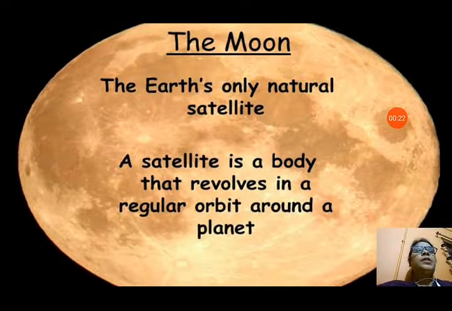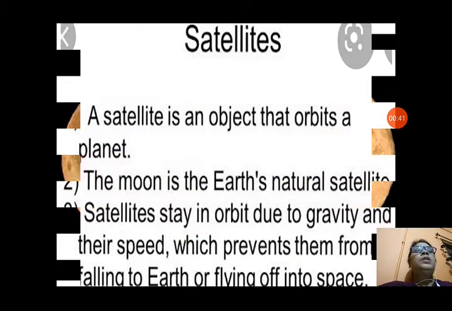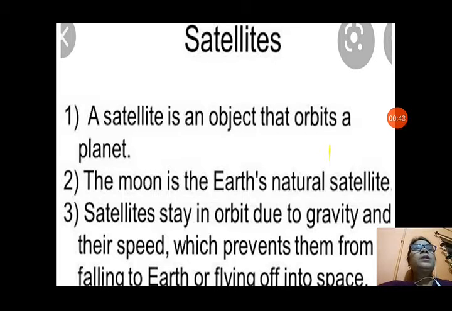What is a satellite? A satellite is a body that revolves in a regular orbit around a planet. So Earth is a planet and the Moon revolves around the planet Earth in a regular orbit. So it is a satellite of the Earth. Now let us see what satellites are.